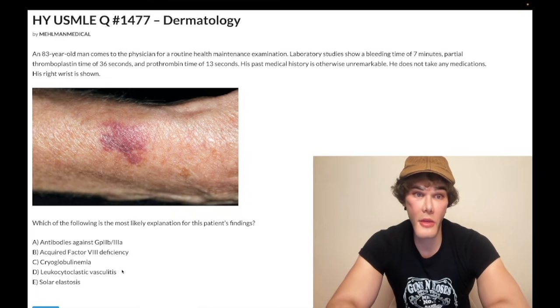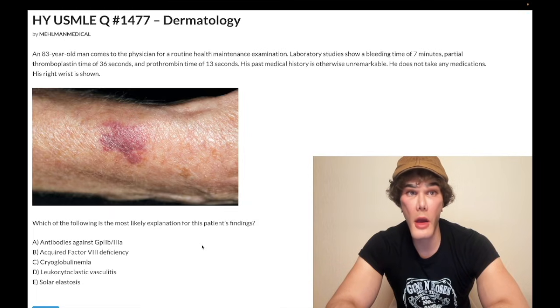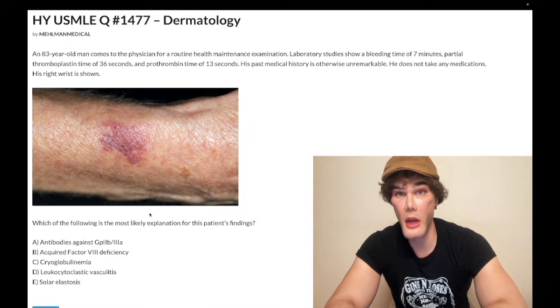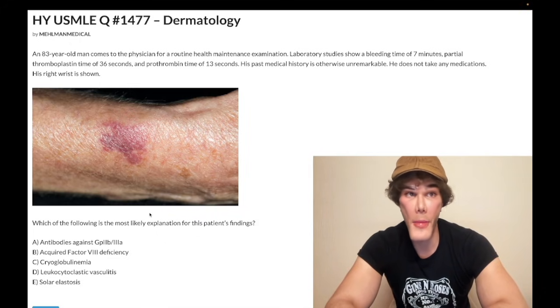Choice D, leukocytoclastic vasculitis. This fancy-sounding answer choice is wrong. Okay, so leukocytoclastic vasculitis equals palpable purpura secondary to immune complex deposition in superficial vessels of the skin. Now, cryoglobulinemia with immune complexes depositing in superficial vessels is a type of leukocytoclastic vasculitis, cryoglobulinemic vasculitis. But leukocytoclastic vasculitis is a broader umbrella term. You can also have Henoch-Schönlein purpura, aka IgA vasculitis. That is also a type of leukocytoclastic vasculitis.